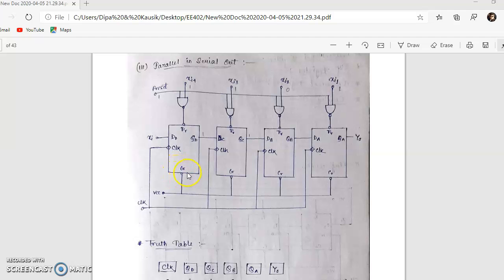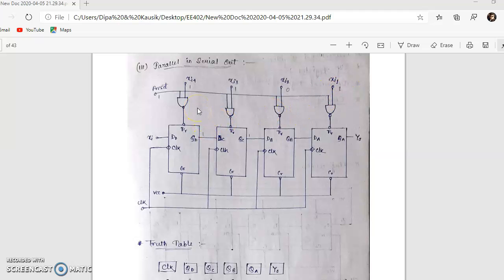This terminal is called clear. This above terminal is called preset. Here we use 4 two-input NAND gates. These two-input NAND gates are connected to each preset terminal of the D flip-flops. This terminal, this terminal, this terminal and this terminal are connected to each other. The value is always 1 and these 4 terminals are open.